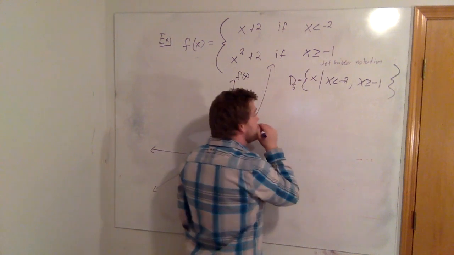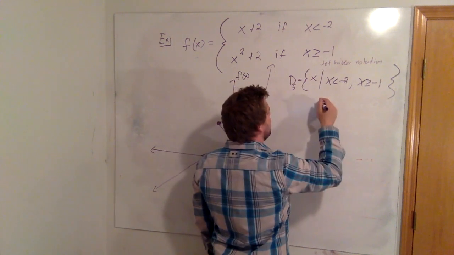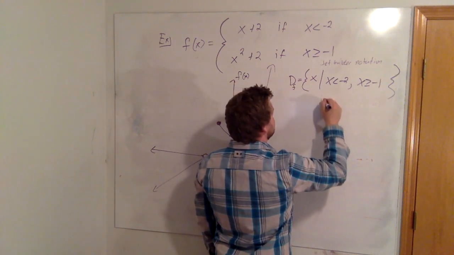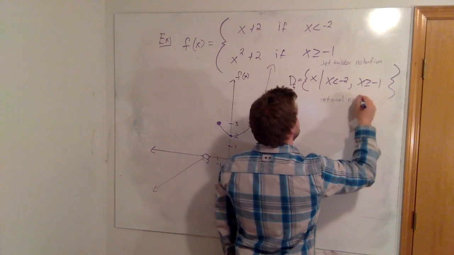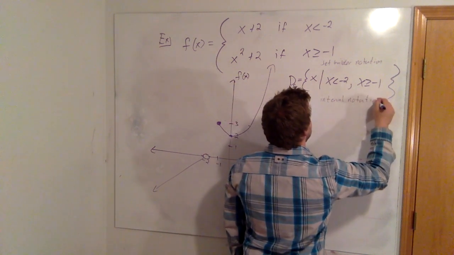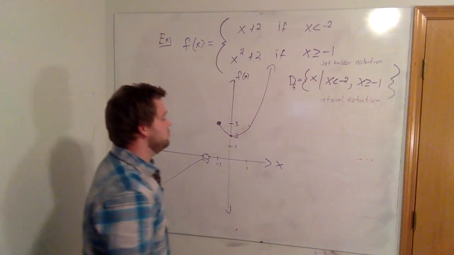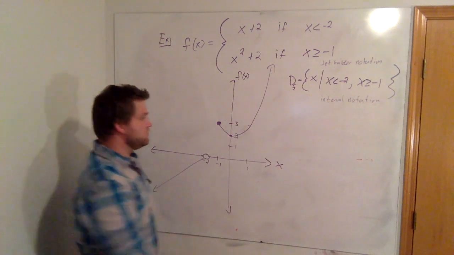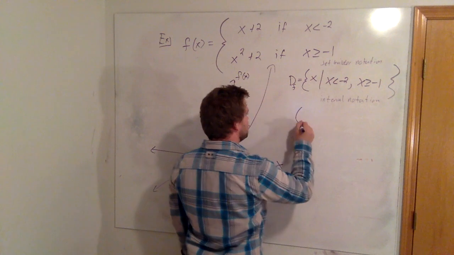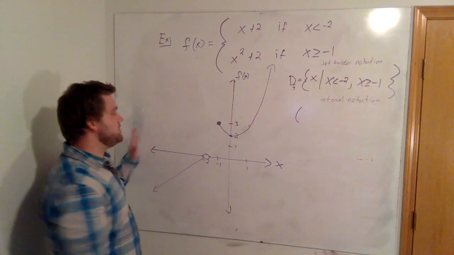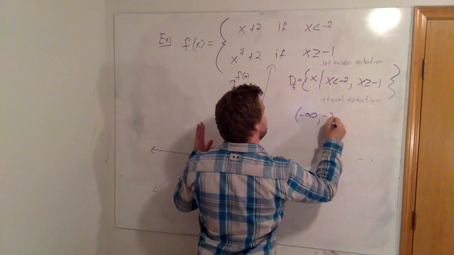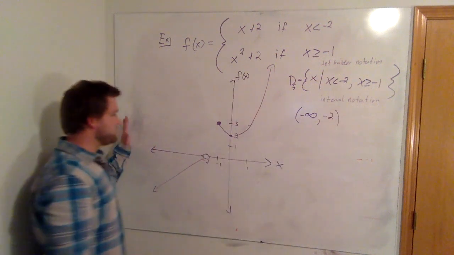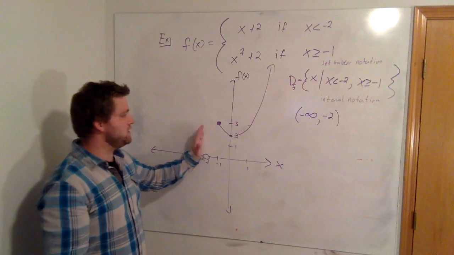Okay, you could have also used what's called interval notation. When you talk about interval notation, you record the intervals. So this function is defined from negative infinity all the way up to negative 2.